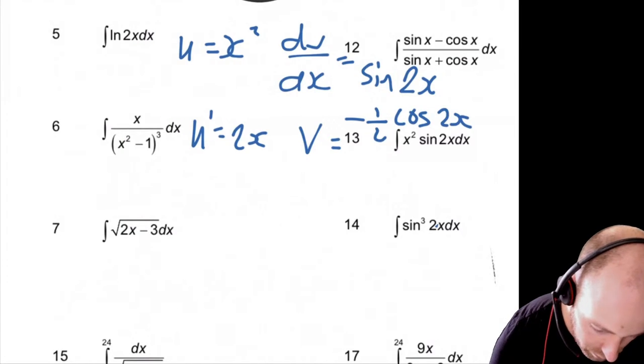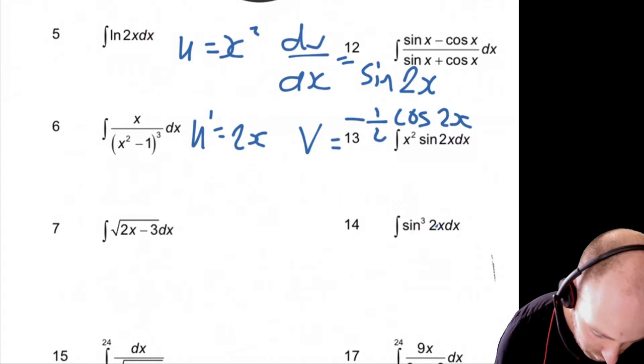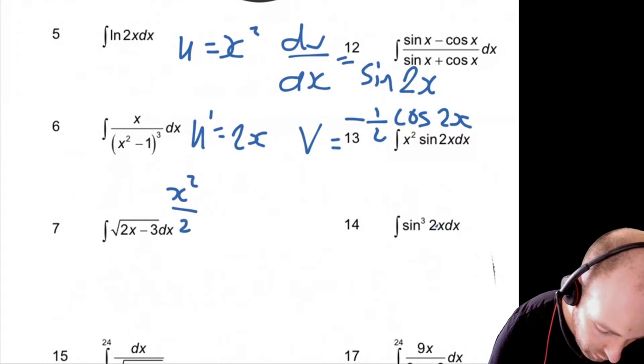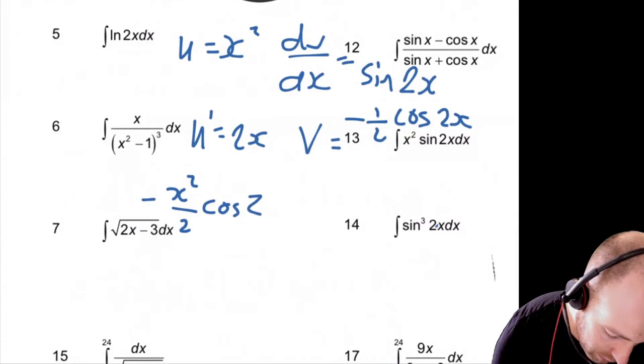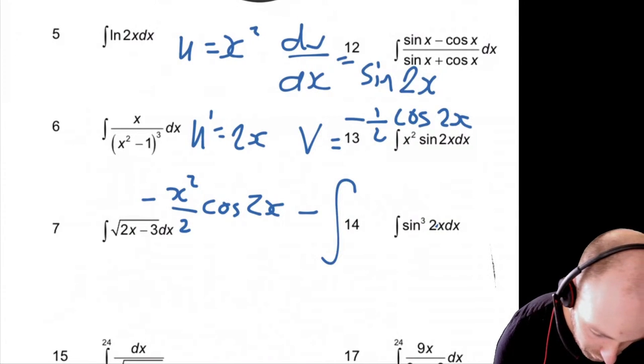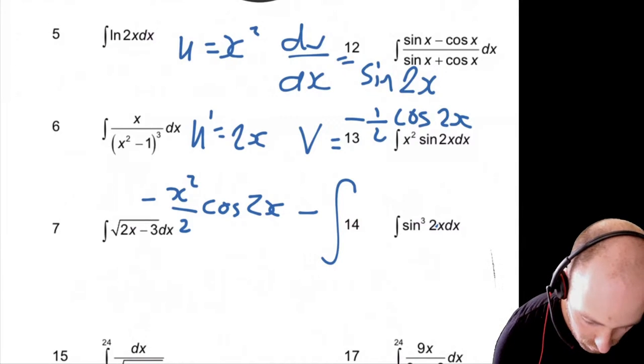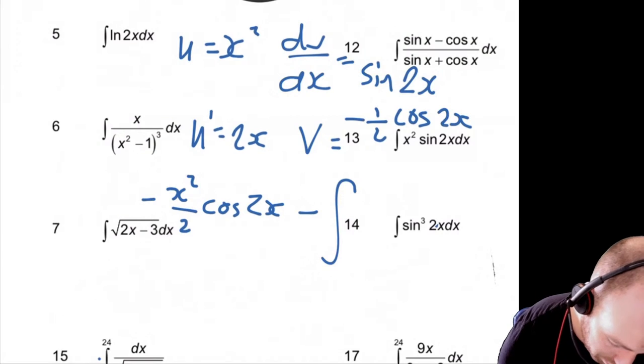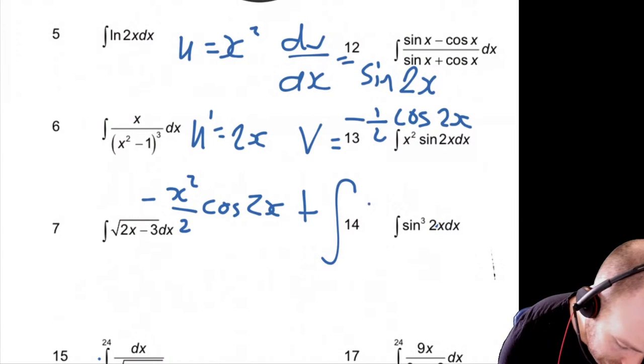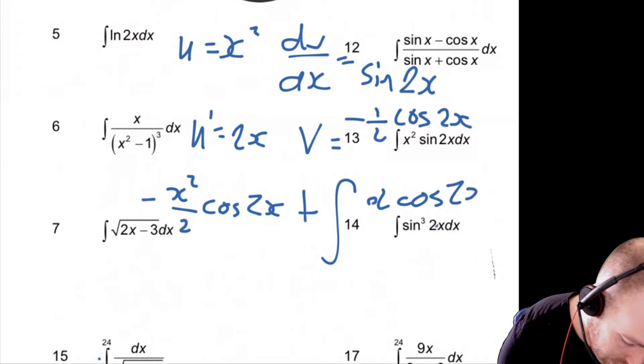Put it all together. uv minus the integral of v du dx. So minus x squared over 2 cos 2x minus the integral of v u dash, which is going to be, plus in this case, x cos 2x.